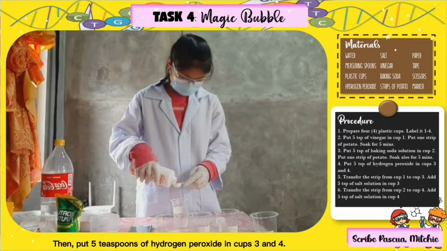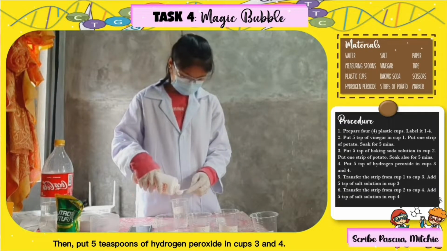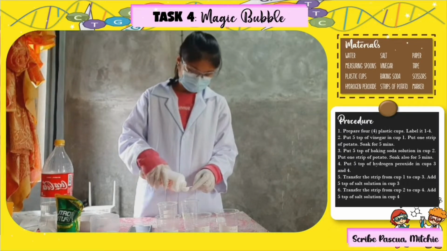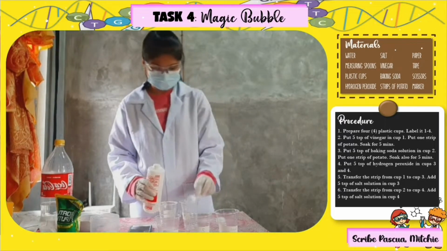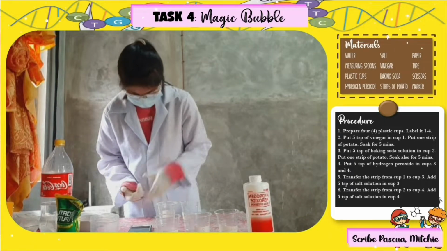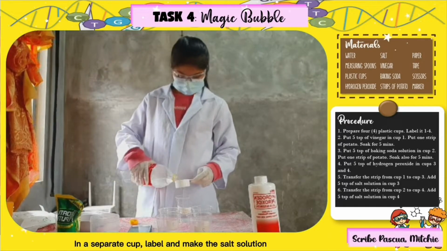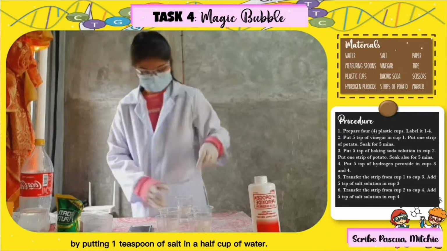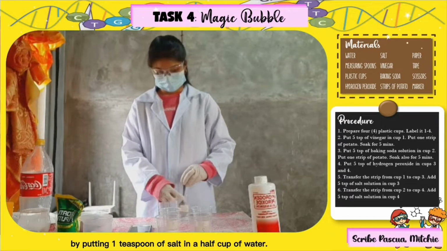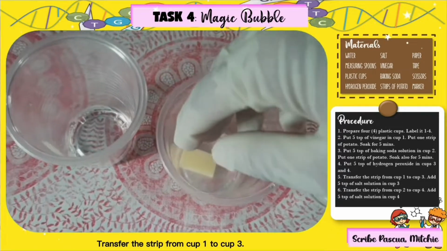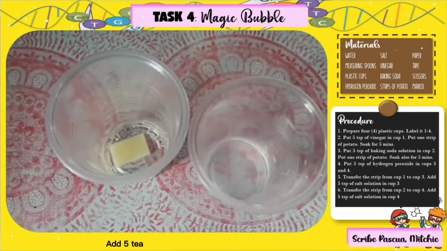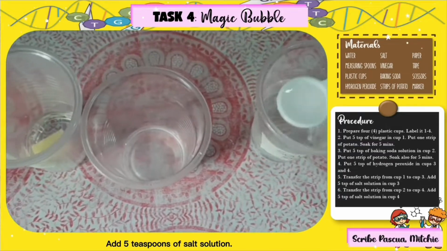Then, put 5 teaspoons of hydrogen peroxide in cups 3 and 4. In a separate cup, label and make the salt solution by putting 1 teaspoon of salt in a half cup of water. Transfer the strip from cup 1 to cup 3. Add 5 teaspoons of salt solution.